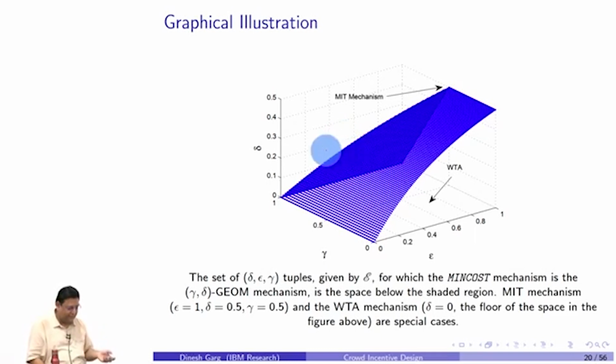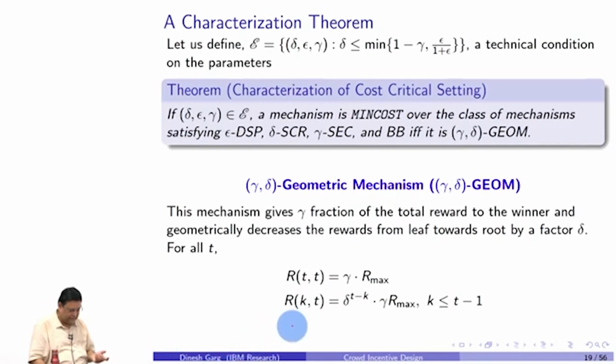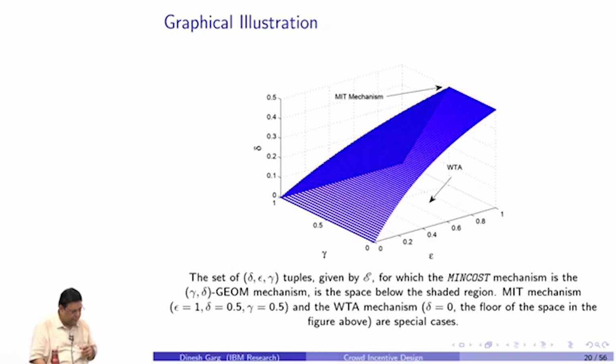Okay? And what is the scheme? The scheme is very simple, we saw. This is the scheme for any given epsilon, delta, gamma. The only thing is they should satisfy this condition. So this blue region is essentially this condition. Okay? Now, in this picture, where does the MIT mechanism sit? This point corresponds to the MIT mechanism, the scheme which we saw, because there epsilon was what? 1, right? Because I told you that you can make your reward double. What was the gamma? Gamma means the leaf node is getting at least half of the total pot of the money.